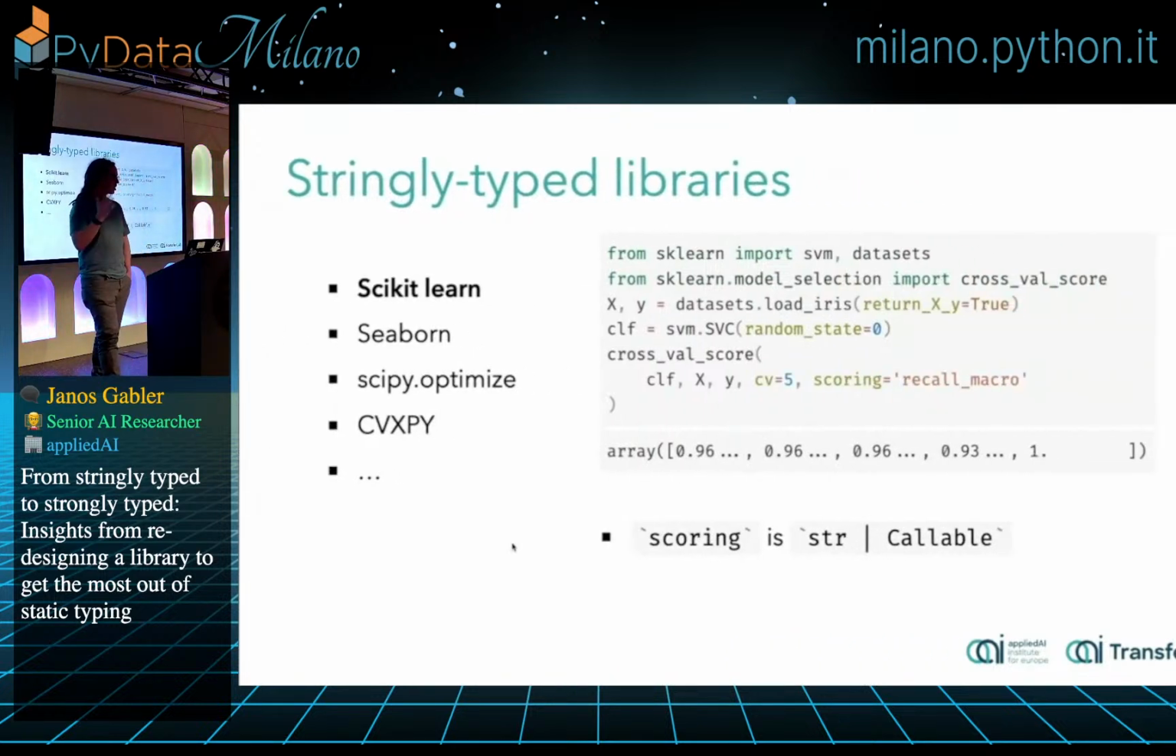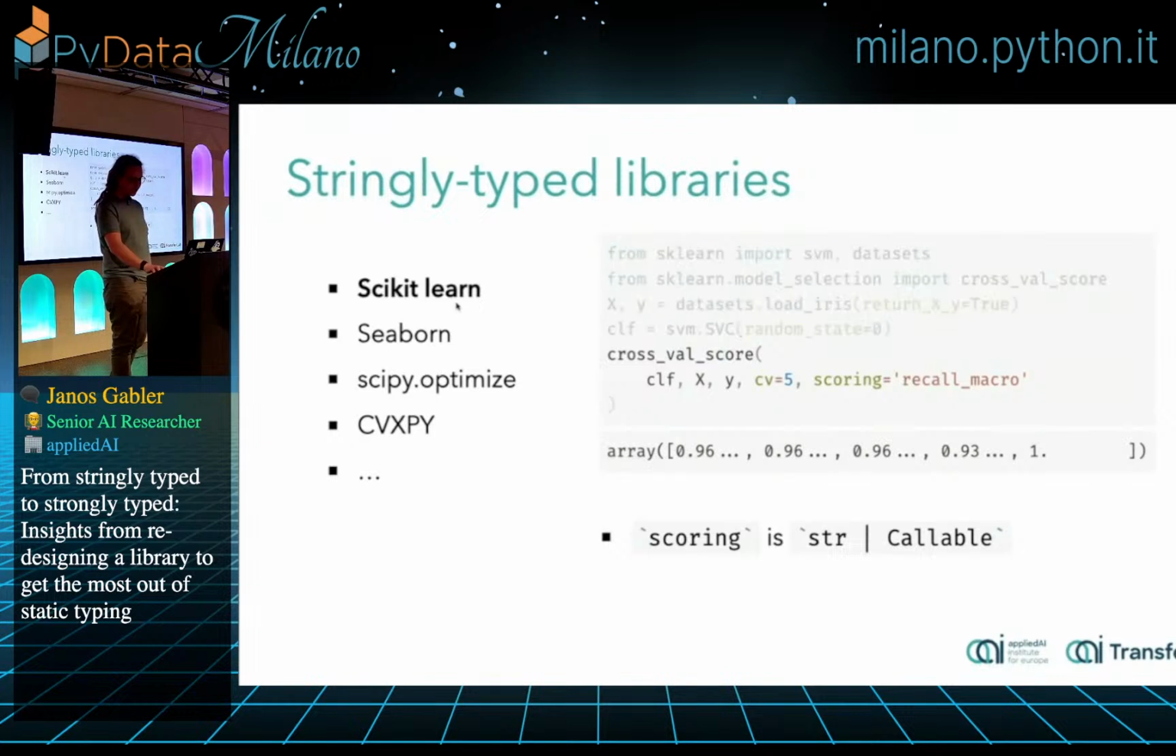You might think this is something very specific to optimization, but it's not. Let's look at a few other libraries. For example, scikit-learn. Here we have highlighted the scoring argument, which is a string or callable. And that's something that occurs very often in scikit-learn. So if you use something pre-implemented, you typically specify the name using a string. And if you want to do something custom, you can pass a callable instead.